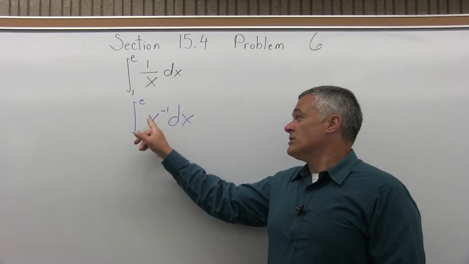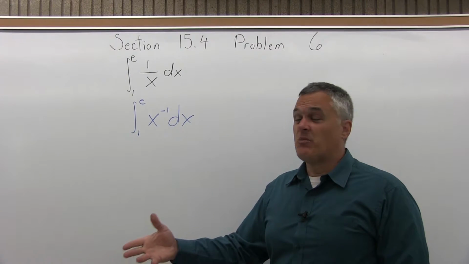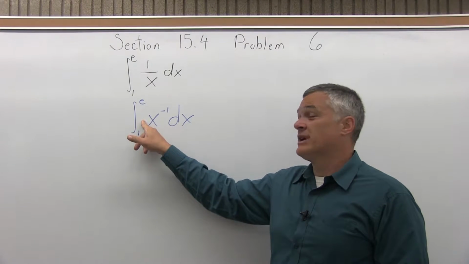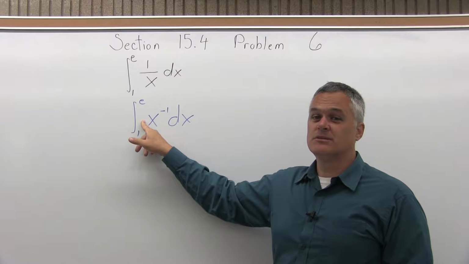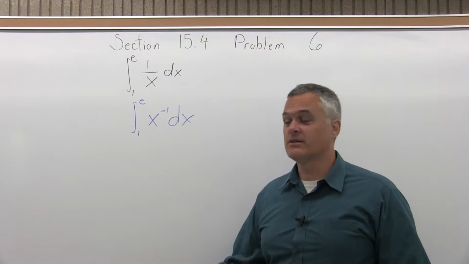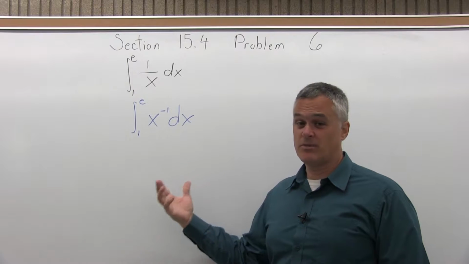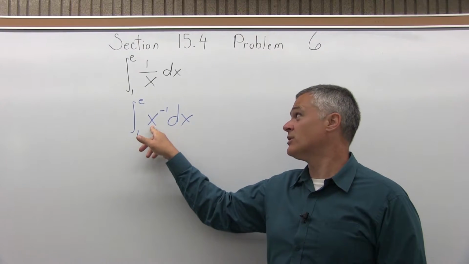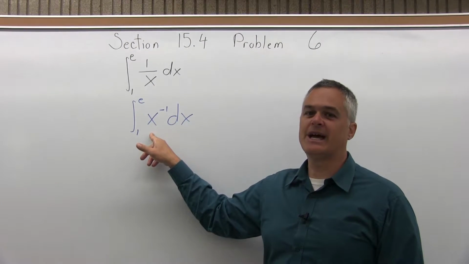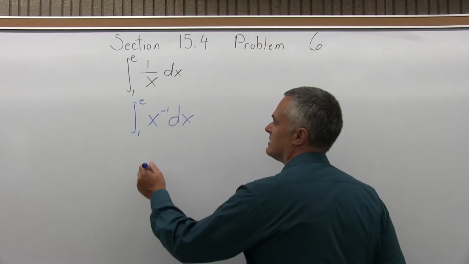This would be a problem, though. If I use the typical process that works for most integrals, I would have 1 over negative 1 plus 1, 1 over 0. That's bad. So we need a different way of taking this integral. If you think about it, you'll hopefully remember that the integral of 1 over x, or x to the negative 1, is the natural log of the absolute value of x.